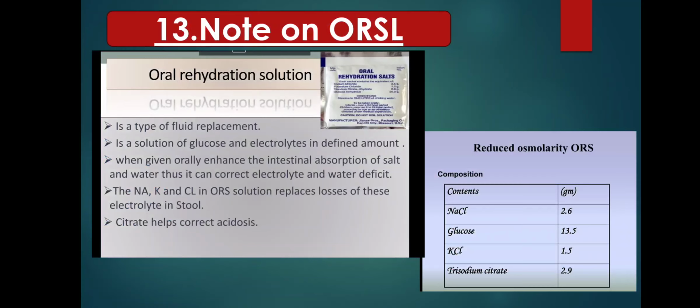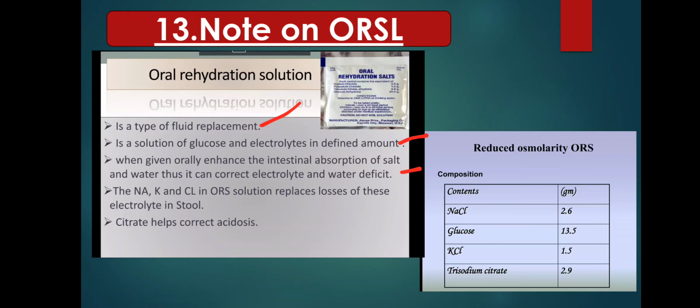Next, write a note on ORS, that is oral rehydration salt solution. It is a type of fluid replacement. It is a solution of glucose and electrolytes in a defined amount. When given orally, it enhances the intestinal absorption of salt and water. Thus, it can correct the electrolyte and water deficit. The sodium, potassium, chloride in ORS solution replaces the loss of these electrolytes in stool.